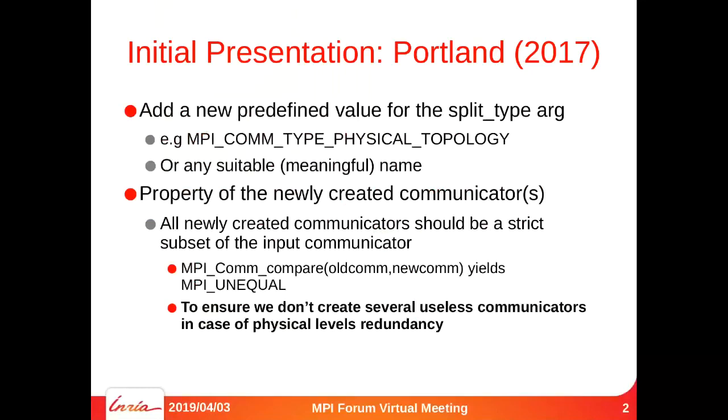So in the initial presentation I made in Portland in 2017, I proposed to add a new predefined value for the split type argument. What you see right now are the original slides I presented in Portland. At that time, the new type value was called MPI com type physical topology, or any suitable name, and they were a property of the newly created communicator. So at that time, the only way of creating new communicators was by using this name.